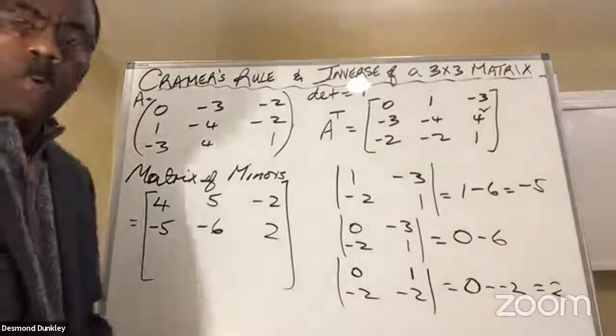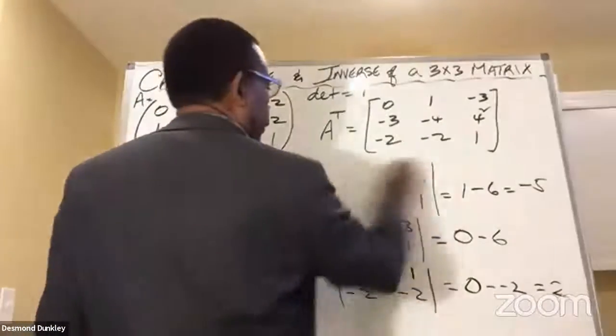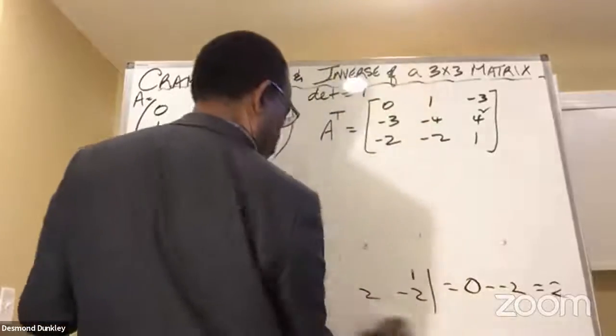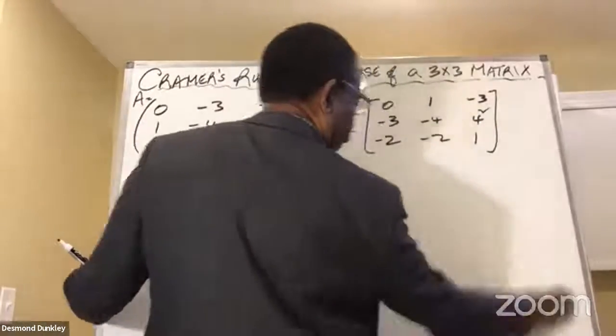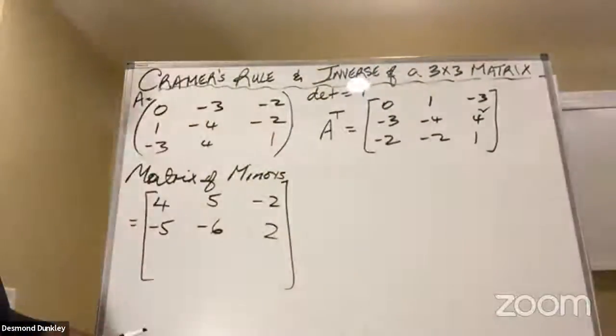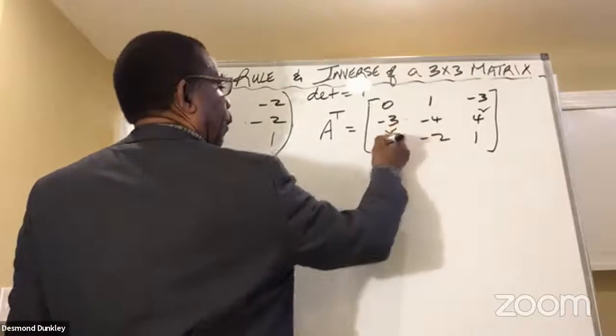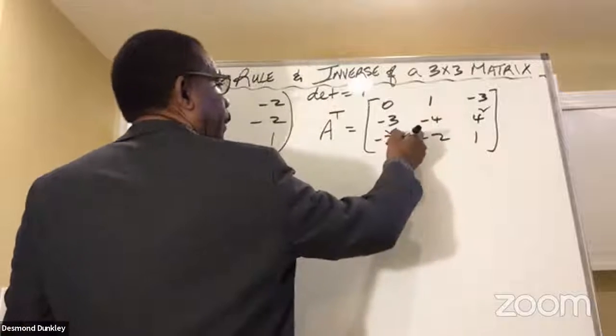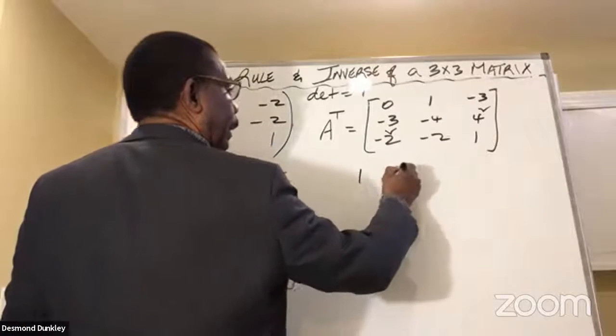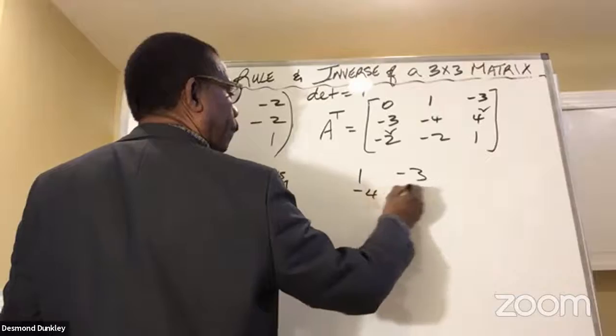Now we go to the third row. Again, this is called the matrix of minors. Okay, here we go. With this entry, we cross out this row, this column. So we're left with 1, negative 3, negative 4, 4.